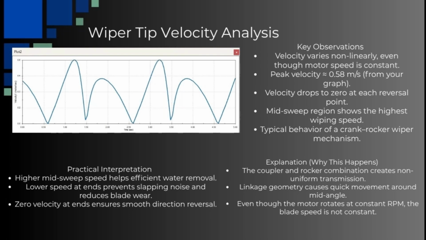This variation in speed is typical in a crank rocker mechanism, caused by the geometry of the linkage. Practical interpretations are: the higher speed in the middle sweeps away water efficiently. Lower speed at the ends prevents loud slapping noises, reduces wear, and prevents overshoot.